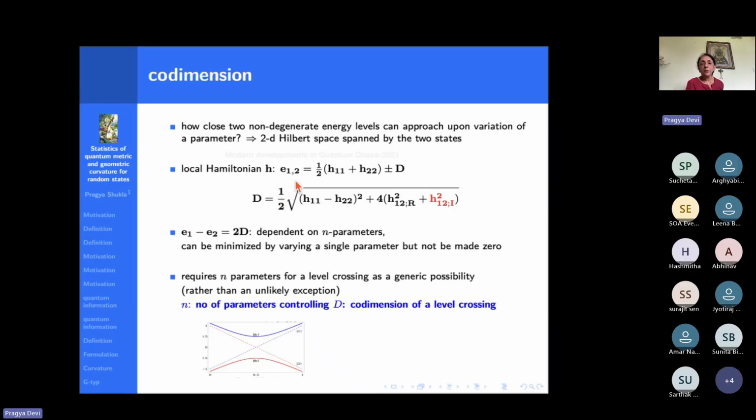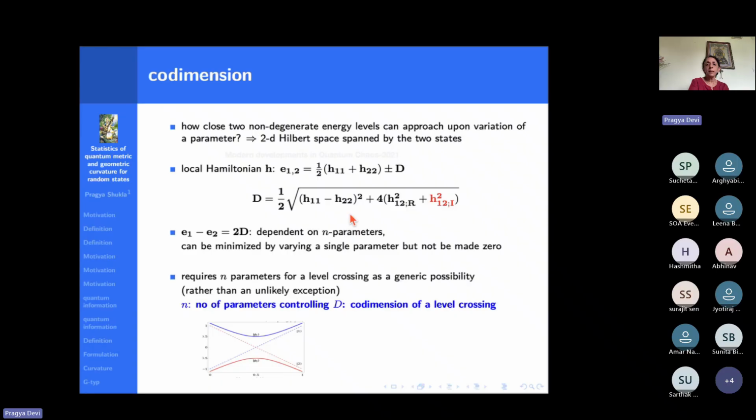Now look, both the energy levels depend on information about H11, H22, their difference, and a third term. Forget about this one. Or keep it. So real part and imaginary part, if H is complex Hermitian, then the off diagonal terms will also have a real part and imaginary part. So let us look at the 2 by 2 Hamiltonian. Forget about everything. The two energy levels of a 2 by 2 Hamiltonian are given by this.